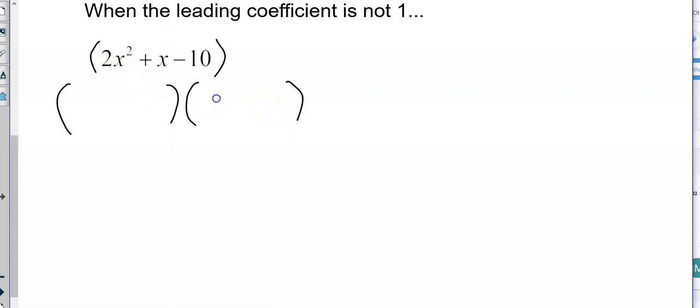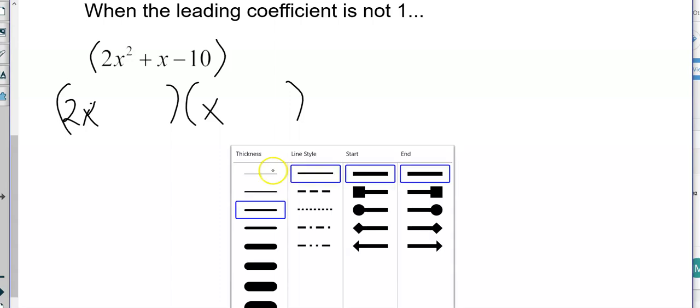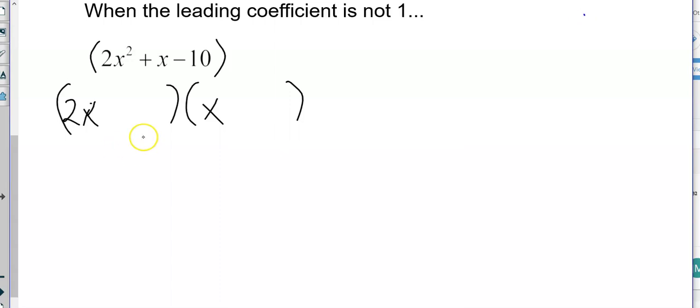So normally we put x and x here, but this one has 2 there. So one of these has to have a 2. And then you're really deciding, and you have to make a decision on this, maybe this is going to be 10 and 1, or reverse it. Or maybe this is going to be 5 and 2, or again, maybe reverse that. I would just temporarily pull those in there.